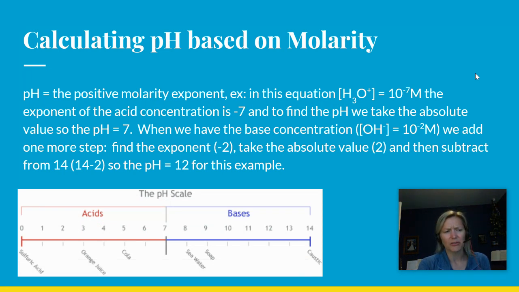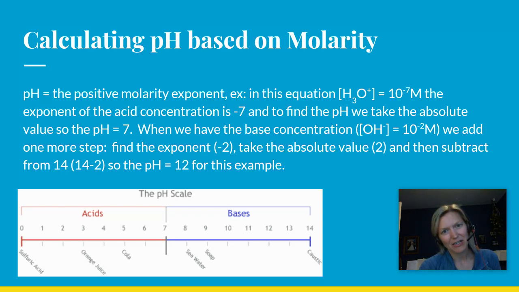I'm going to read this to you and add a few little things. pH is the positive molarity exponent. So when our concentration of hydrogen or hydronium, right here where I'm underlining, is 10 to the minus 7th, the exponent of the acid concentration is minus 7, which is up here. That's the exponent. So to find the pH, we take the absolute value of that number. So if our hydronium concentration is 10 to the minus 7th, our pH is 7.